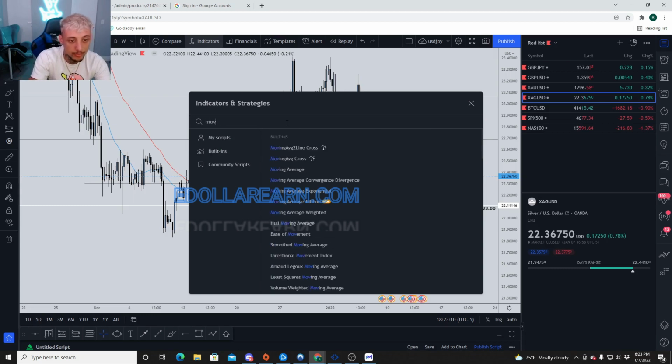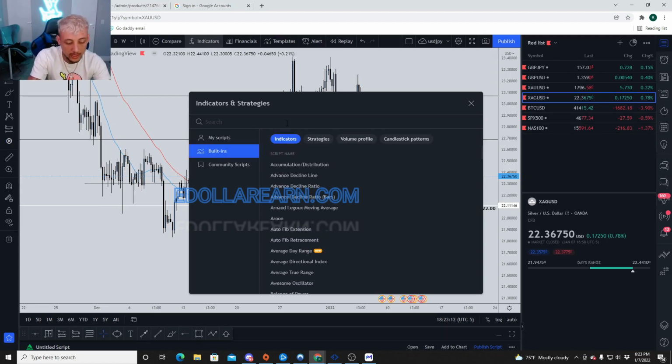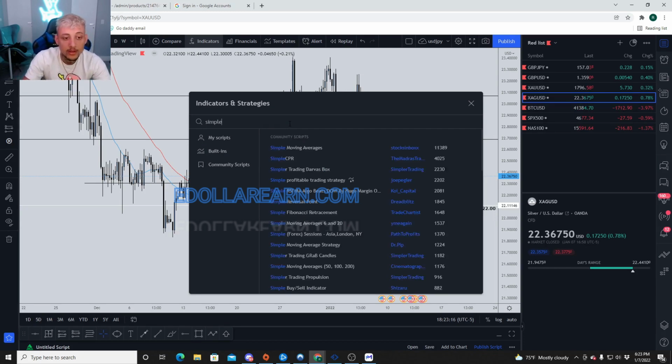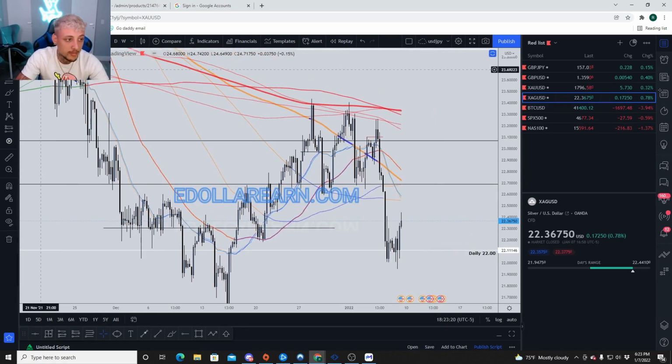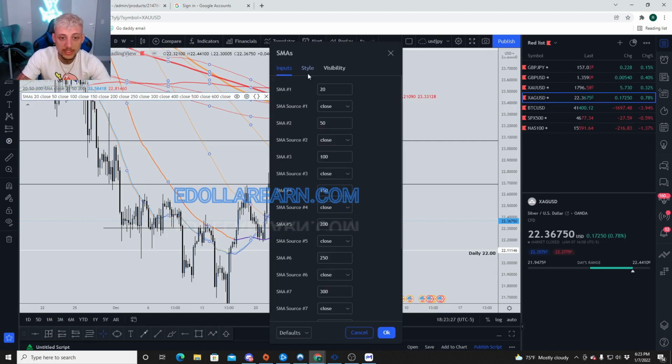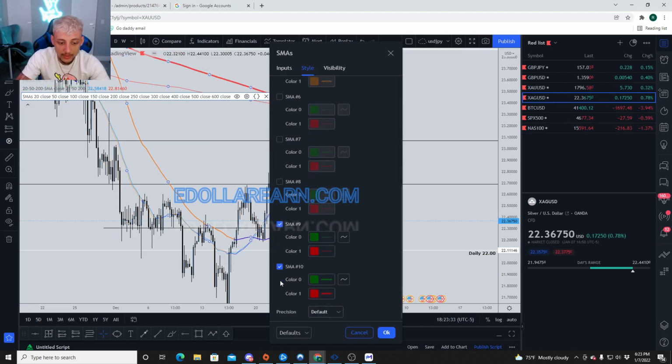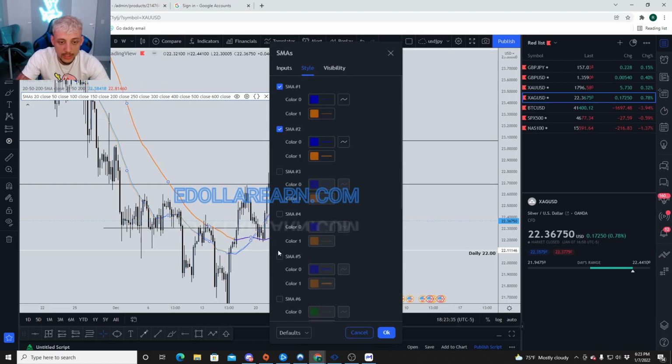You're going to type simple, and you're going to see simple moving averages, which you could just select and you'll see them added to your chart. Now, every moving average is going to be different, right? So all you're simply going to do is come into settings, go to style, and turn off every other moving average that's not there. We're only going to need 2 moving averages, right?